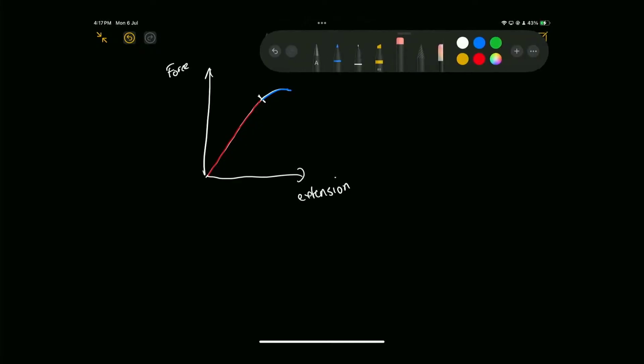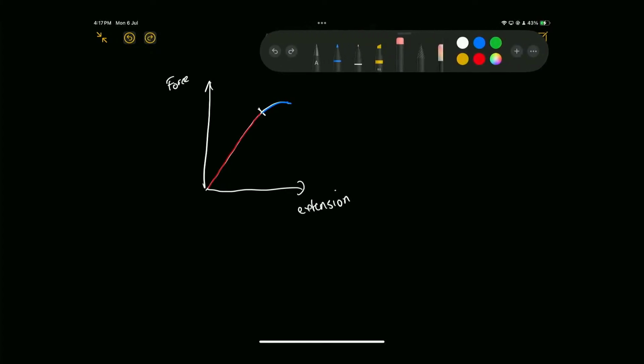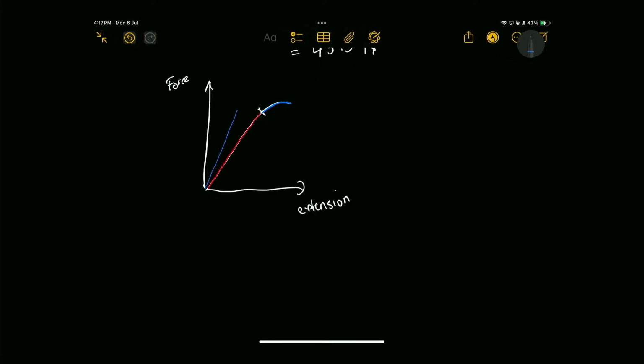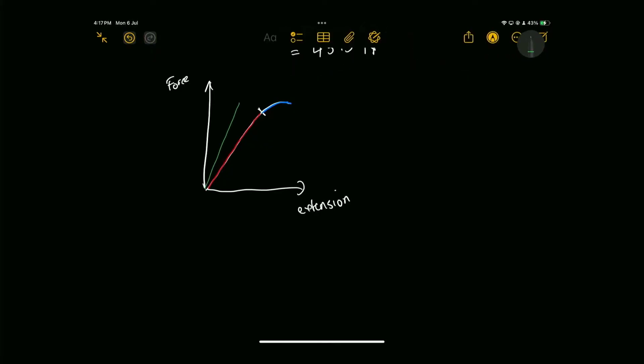Now, if we have another object that has a graph like this, let me change the color. Which material is the stiffer material, or which material has the higher spring constant, the larger spring constant? The one that is red or the green one?